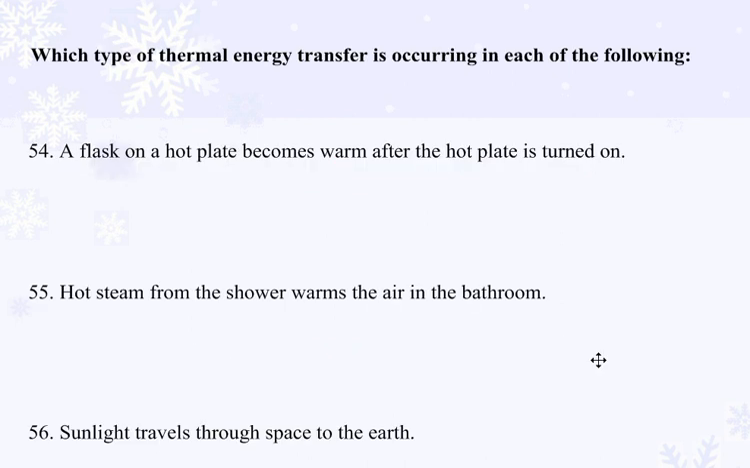The next question. Which type of thermal energy transfer is occurring in each of the following? Okay, so our options here are going to be conduction, convection, and radiation. So number 54 says, a flask on a hot plate becomes warm after the hot plate is turned on. 55 says hot steam from the shower warms the air in the bathroom. And 56 says sunlight travels through space to the earth. Well, for me, the easiest one to identify is always radiation because it has something to do with sunlight. So I know when I see the word sunlight that this is immediately radiation.